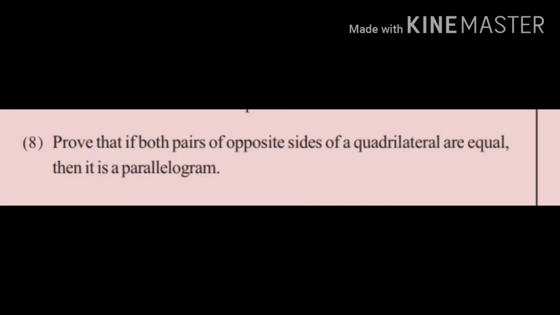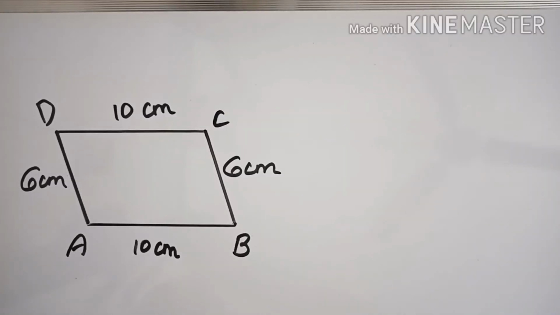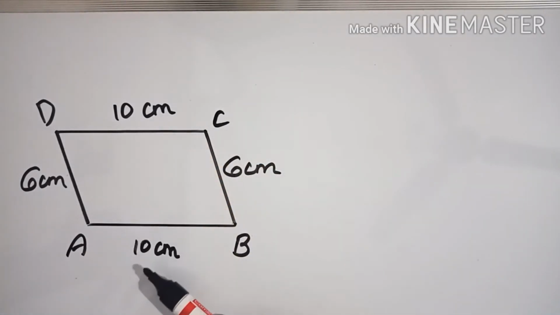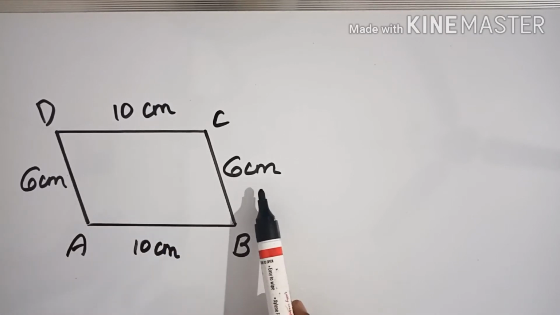Next is question number 8. Prove that if both pairs of opposite sides of a quadrilateral are equal, then it is a parallelogram. We need to draw a rough figure first, and after that prove it. This is a rough figure of a quadrilateral with both pairs of opposite sides equal. These two are opposite sides, 10 centimeter here and 10 centimeter here. These other two are opposite sides, 6 centimeter here and 6 centimeter here.